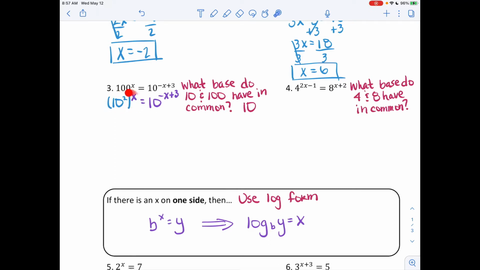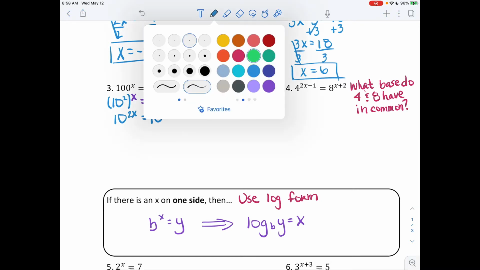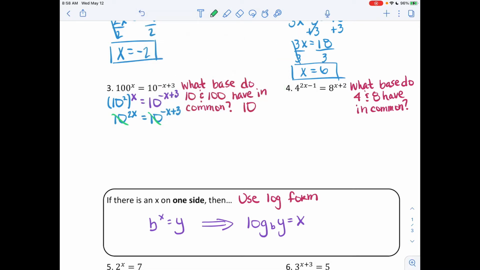I do want to go ahead and get rid of parentheses here, so I'm going to simplify. Remember, power raised to a power, the powers multiply. So I'm going to say that the left-hand side is 10 raised to the 2x power, and that's equal to 10 raised to the negative x plus 3 power. Now that I've eliminated parentheses, I have base of 10 raised to exponent on both sides. I can go ahead and cancel these bases of 10 and just set the exponent equal to exponent. So I'll have 2x is equal to negative x plus 3.